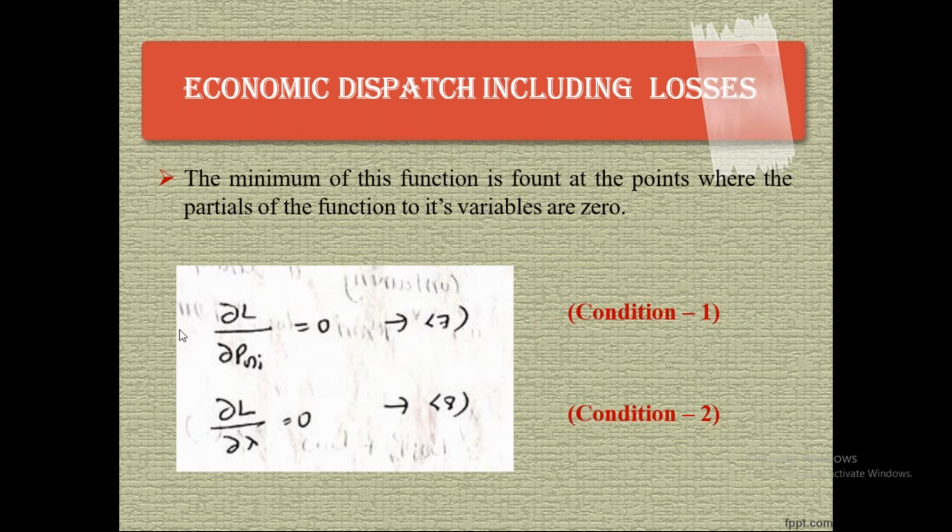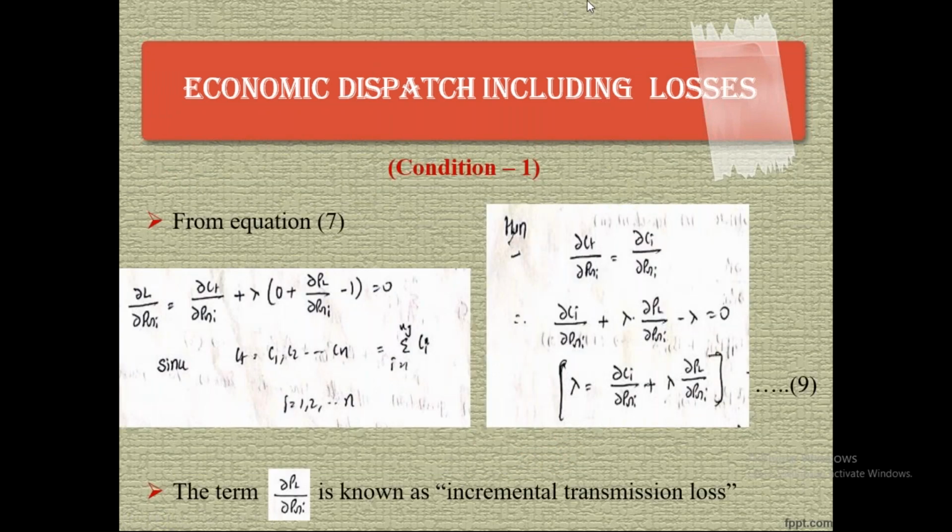So just note these 2 conditions. This is the main part of this derivation. If you solve the entire derivation, it depends on these 2 conditions. One is dou L by dou PGi equals 0, and dou L by dou lambda equals 0. Right.